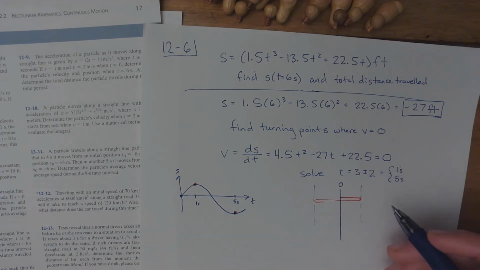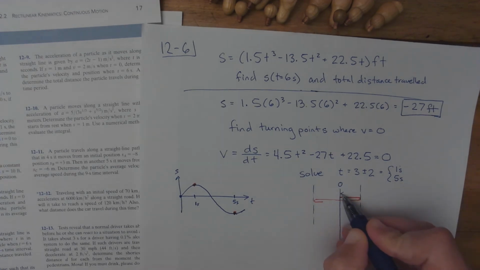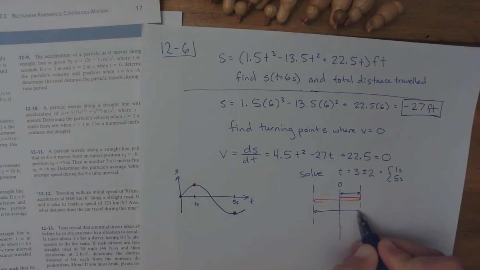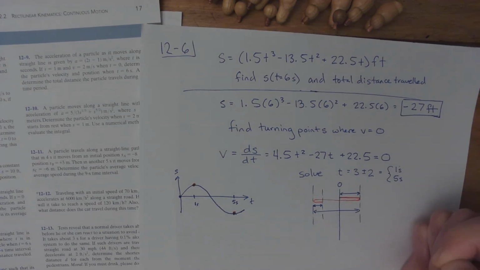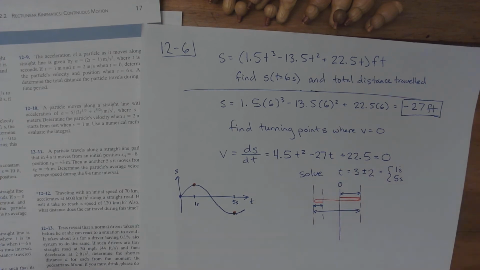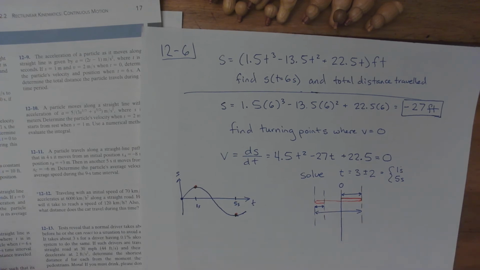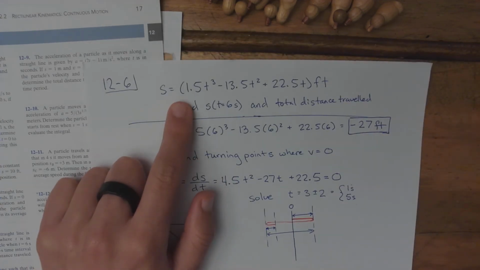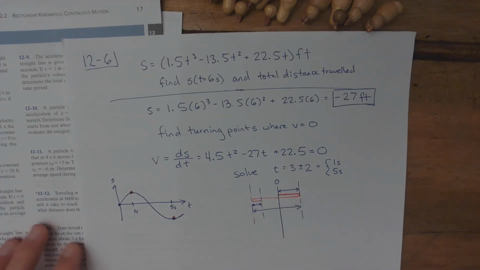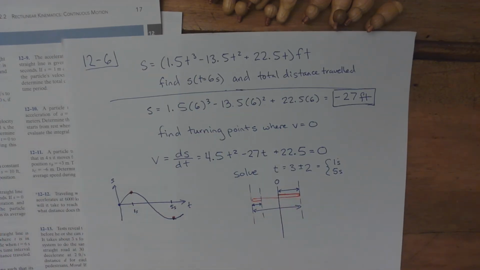So I'm going to do this in 3 different segments. I'm going to find this distance, and this distance, and this distance here, and that will give me the total distance traveled. So I'm going to go from 0 to the first turning point, then from the first turning point to the second turning point, and then from the second turning point to the final time. That gives me the total distance traveled. I have my equation for the position, and I have the time for the different turning points, so I can just take that and plug that all in to find the position at each of those times, and then from that I can find all the distances that I need.